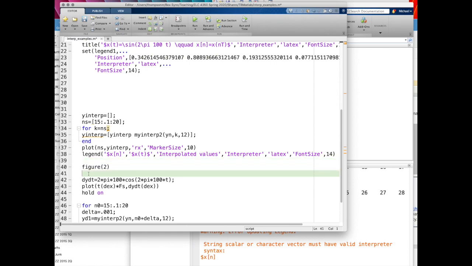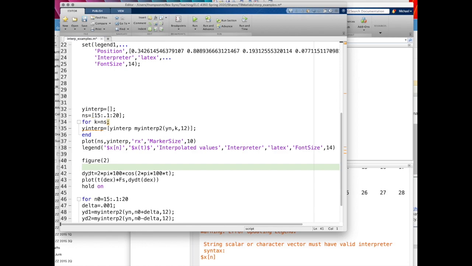The next part, what I want to do is compare what happens when I am using interpolation to estimate the derivative of a signal. We've already shown a video about that. So I went ahead and took the derivative of sine of 2 pi 100t. This turns out to be the mathematical expression for the derivative. So this next line of code is to plot it. Here's the derivative, and here's the code that will plot this.